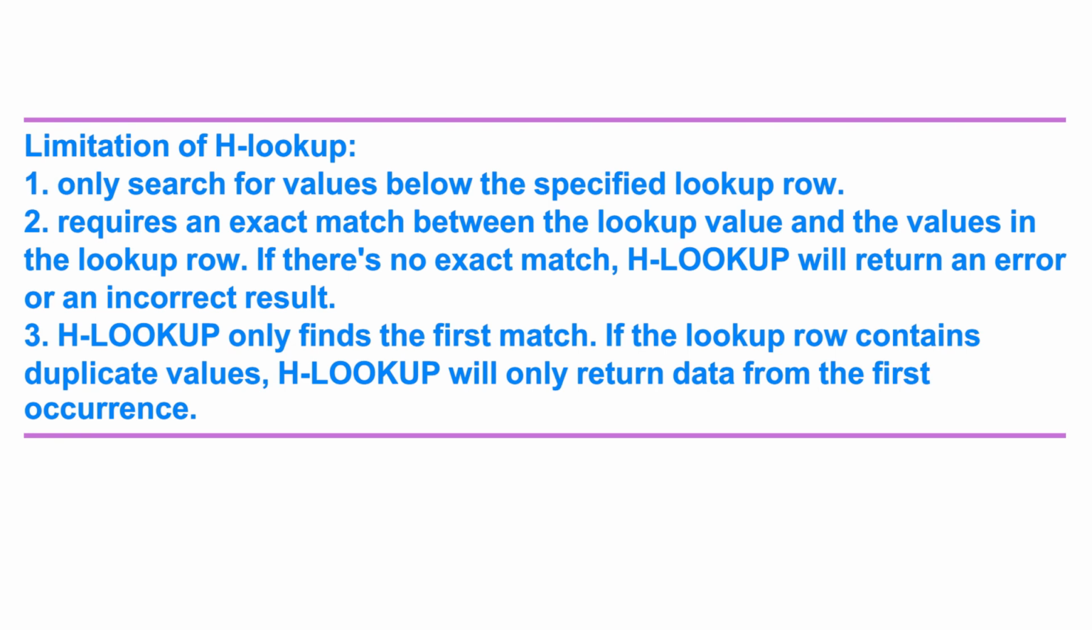Additionally, HLOOKUP requires an exact match between the lookup value and the values in the lookup row. If there's no exact match, HLOOKUP will return an error or an incorrect result. Furthermore, HLOOKUP only finds the first match. If the lookup row contains duplicate values, HLOOKUP will only return data from the first occurrence. This can be misleading if you need data from a later matching row.